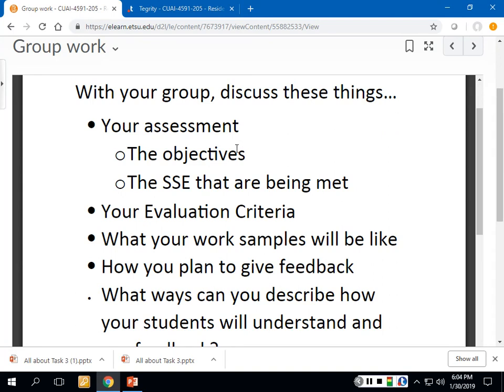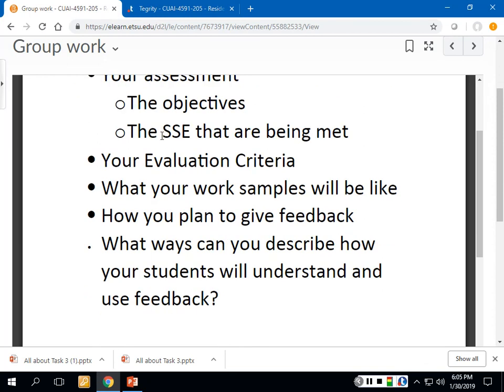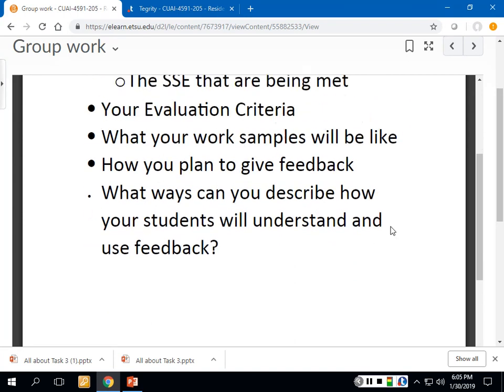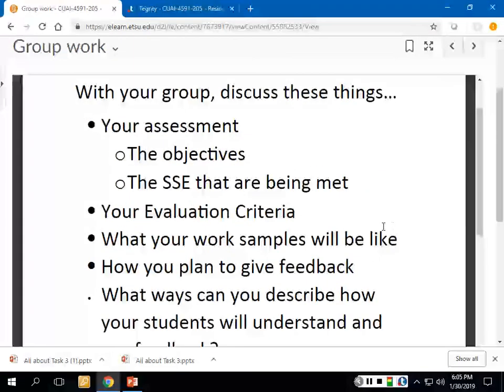So talk about how your assessment fits with the objectives, how your assessment fits with the SSE. Talk about your plans or what you're thinking about. Do some brainstorming for evaluation criteria in your groups. Think about your work samples, what your plans are with your work samples, or if you've already done it, what do they look like, and about your plans for feedback. So this is what you're going to do for the rest of the class, and of course until we come back together for closing remarks.